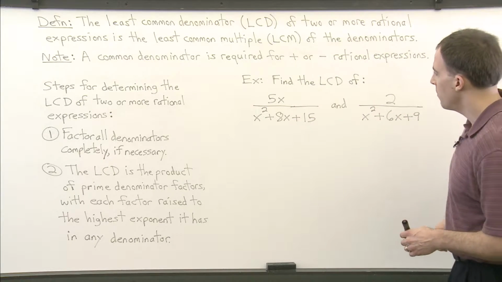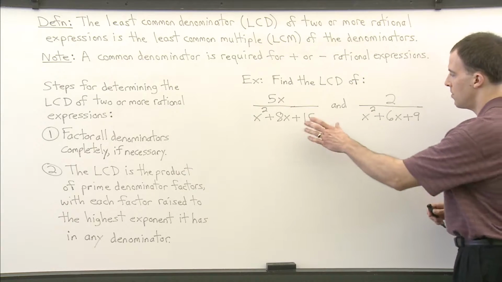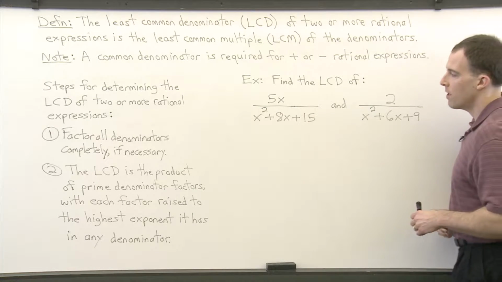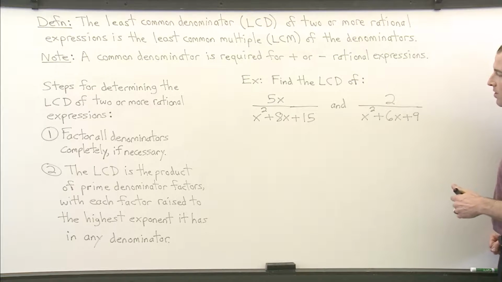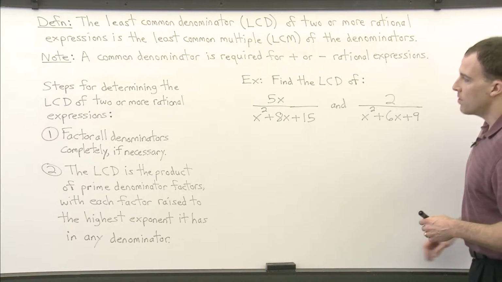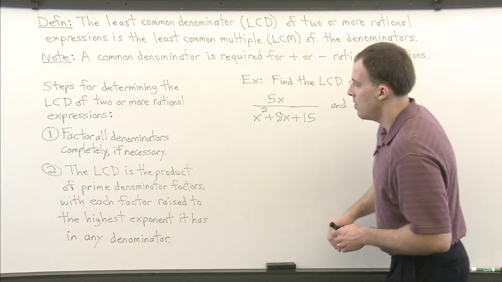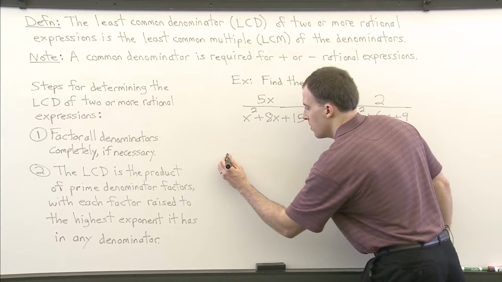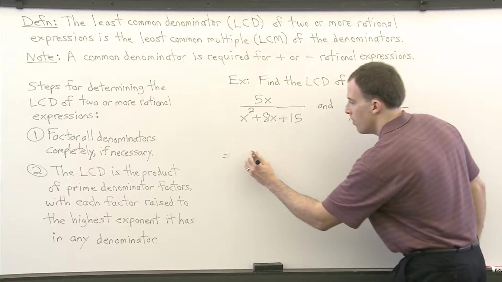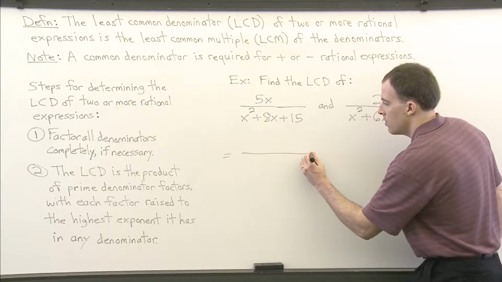Here's an example. Find the least common denominator of these two rational expressions: 5x over x squared plus 8x plus 15, and 2 over x squared plus 6x plus 9. The first thing we need to do is factor all denominators completely if they can be factored. It appears they might be, because they're both trinomials. So let's give it a shot.